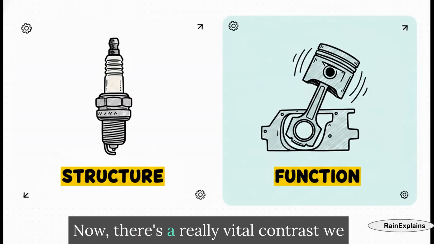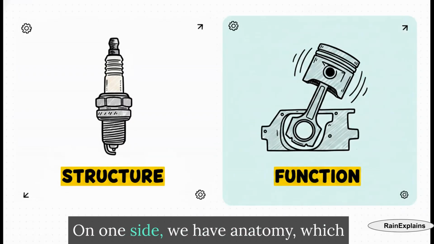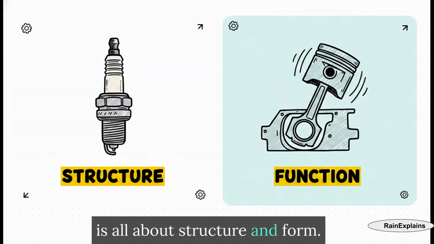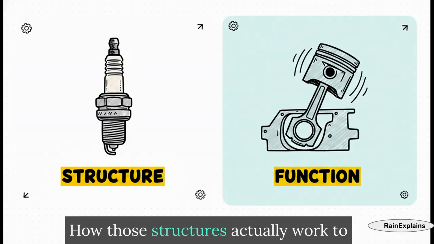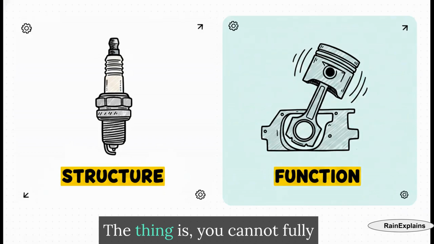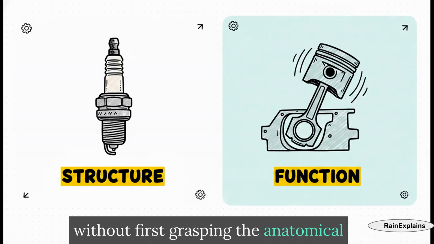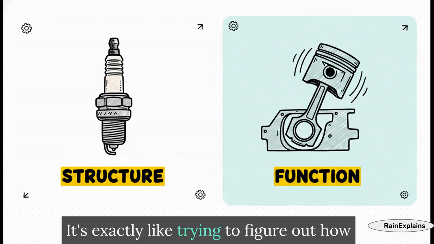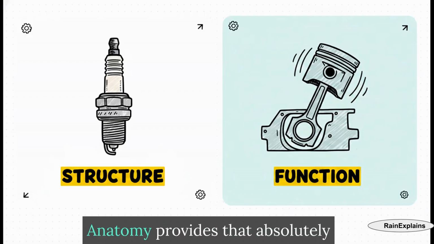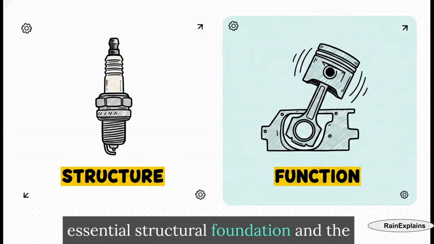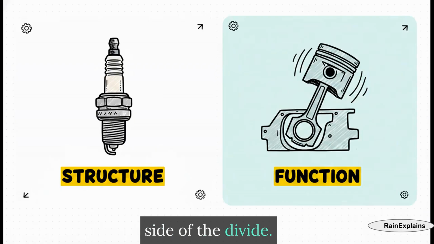Now, there's a really vital contrast we need to establish between our two main biological sciences. On one side, we have anatomy, which is all about structure and form. On the flip side, we have physiology, which is all about function, how those structures actually work to keep us alive. The thing is, you cannot fully understand the physiological how without first grasping the anatomical what and where. It's exactly like trying to figure out how a car engine runs without knowing what a spark plug or a piston even looks like. Anatomy provides that absolutely essential structural foundation, and the gross anatomy we're focusing on today sits firmly right there on the structure side of the divide.